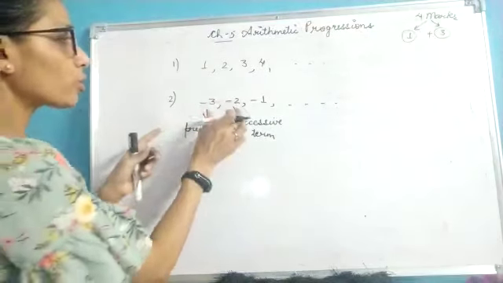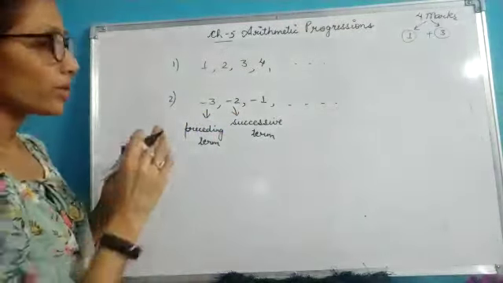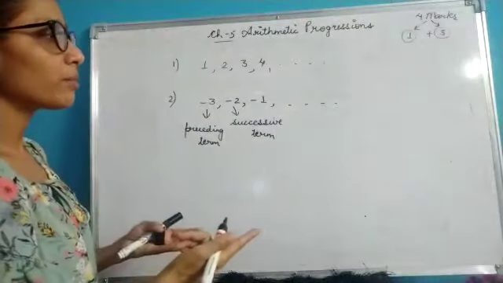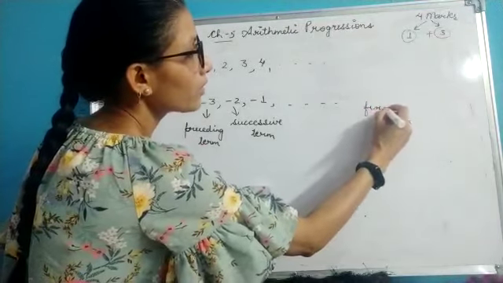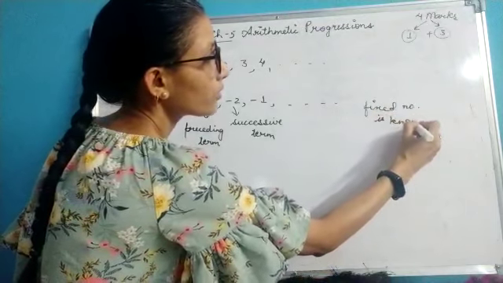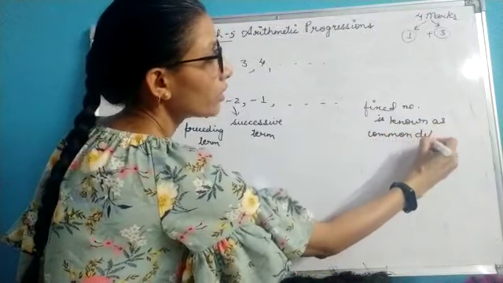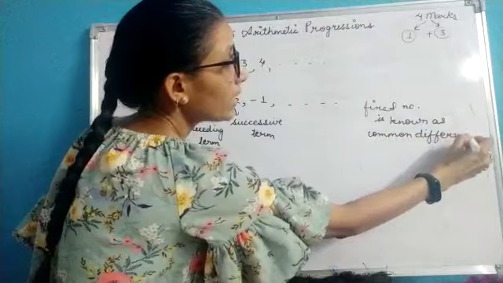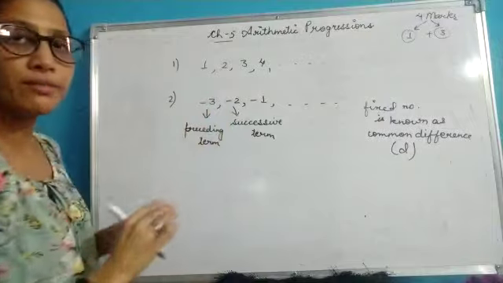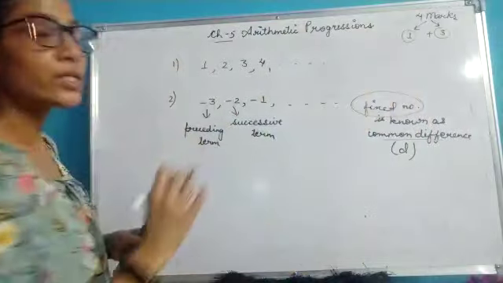That means your numbers which are consecutive differ by a fixed number. They differ from each other by a fixed number, and this fixed number is known as the common difference, which is denoted by small d. That means these 2 consecutive terms differ from each other by a fixed number. That's why it is called the common difference.